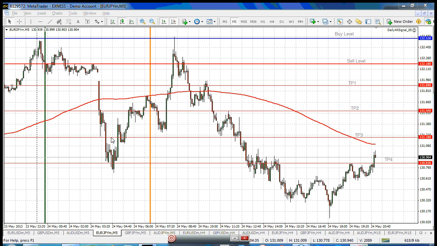The moment TP3 gets hit, that is the time when we again move the stop loss from here to here. Now the stop loss is at TP2, and the price is at TP3, and we close our third lot, that is 0.01 lot, and now we only have one last remaining 0.01 lot. So the stop loss is at TP2, and we have hit TP3, and as you can see, it's moving down further and hits TP4.